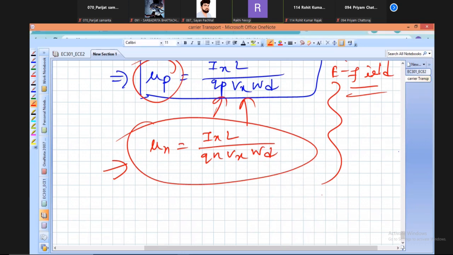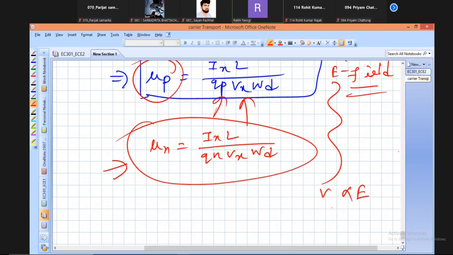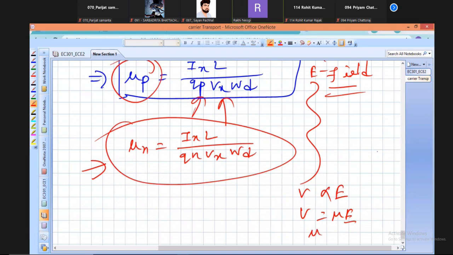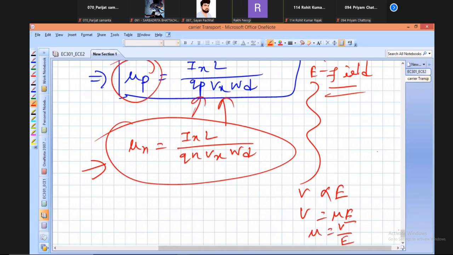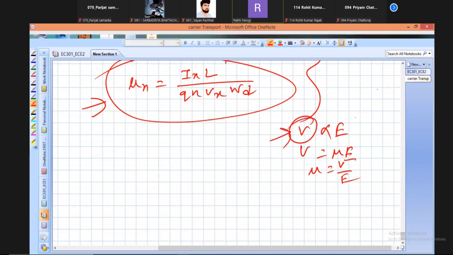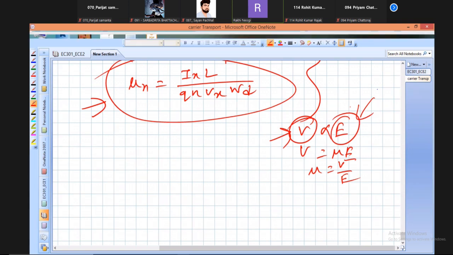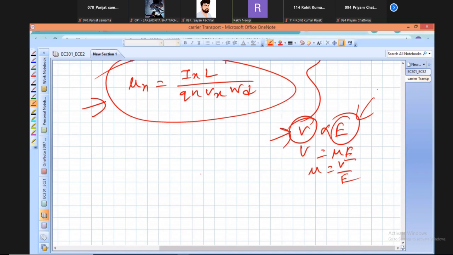I write the velocity will be approximately equal to, proportional to, the electric field. That is, v is equal to mu E, so mu is equal to v by E, velocity per unit electric field. Under low electric field, the velocity of the particle will be proportional to the electric field, not equal to. It is only valid under low electric field. So whatever experiment is performed here is also under low electric field.